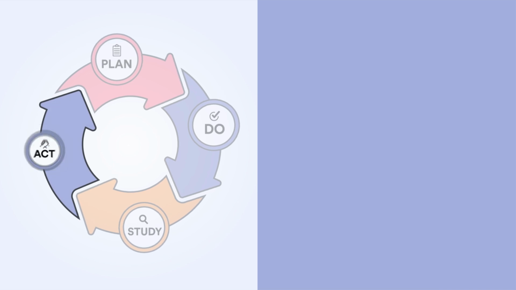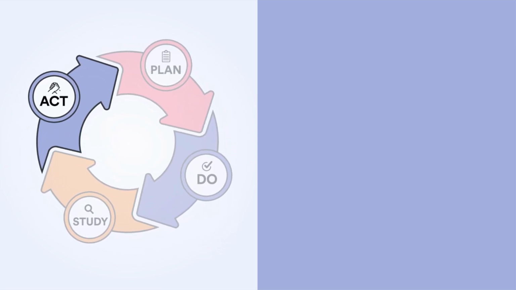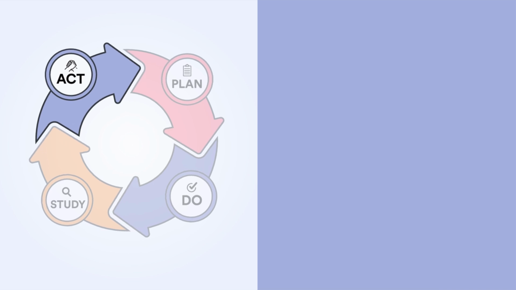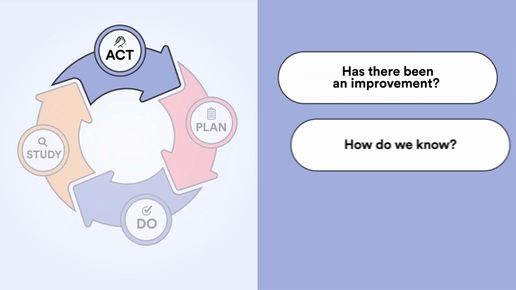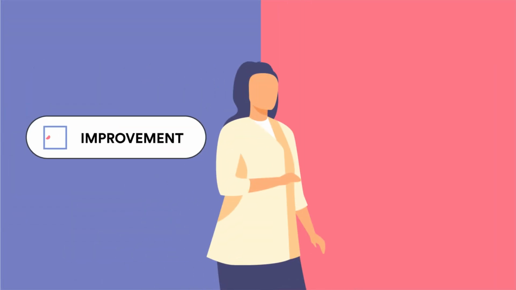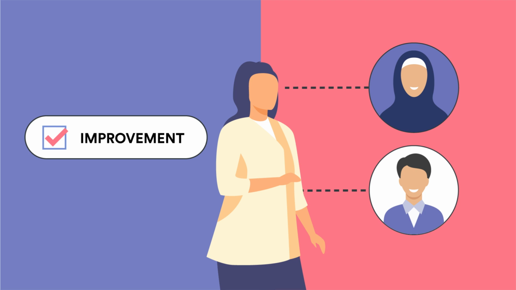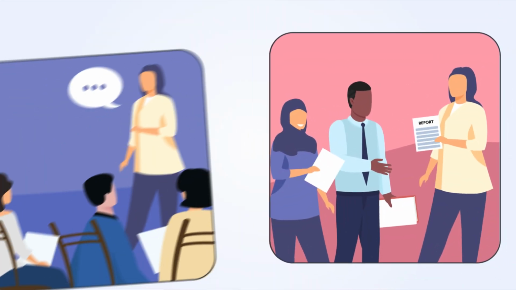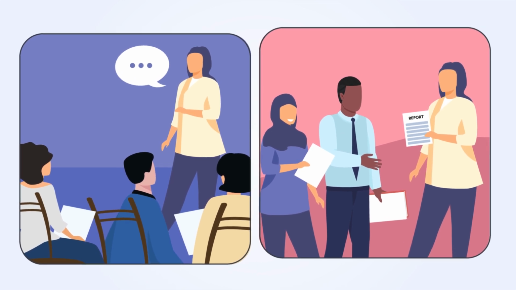When you come to the ACT part of the PDSA cycle, it's time to review the data you have and reflect on what has happened. Has there been an improvement? How do we know? Is the change worth keeping? If an improvement has gone well, think about whether you would like to share what you have done with other school leaders in your district. You can share your activities in district meetings or report to the district and disseminate your activity through their channels.